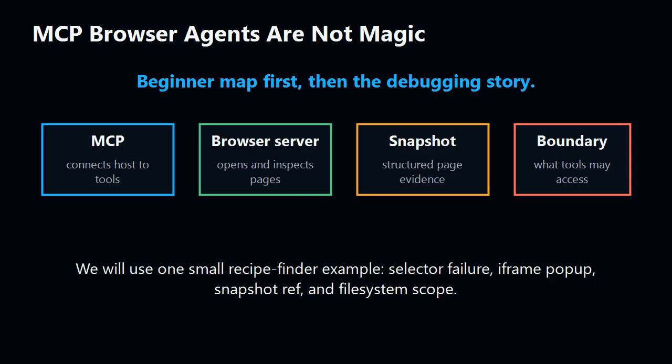MCP browser agents are not magic clickers. In this video, we will build the beginner mental model first: what MCP is, what a browser MCP server does, what a snapshot is, and why browser agents can fail even when the model is smart. Then we will walk through one small recipe finder example with snapshots, iframe pop-ups, and a file system boundary.